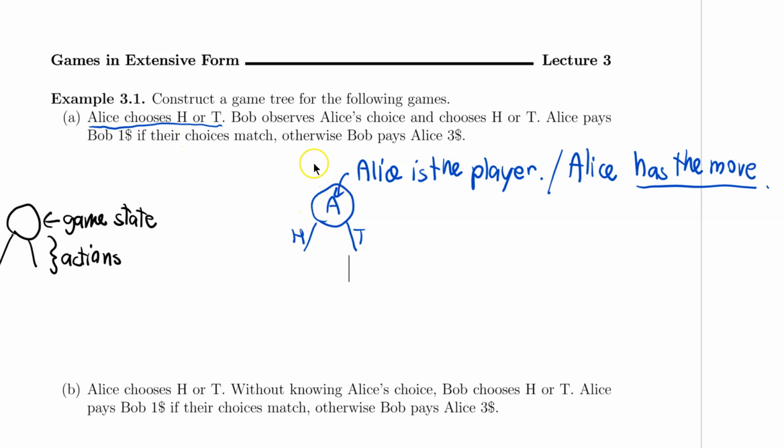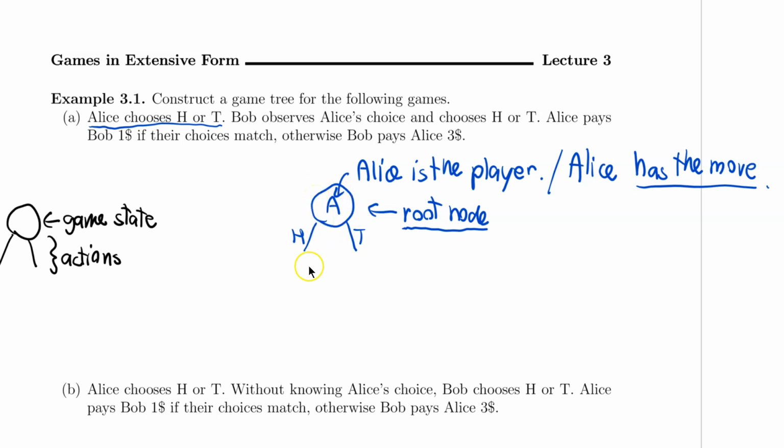Notice how there's nothing above the first node. Alice is the first player here, so there's nothing above it, and we will say that this is the beginning of the game, or sometimes we will call this a root node as well. So basically, the first node is the starting node of the game.